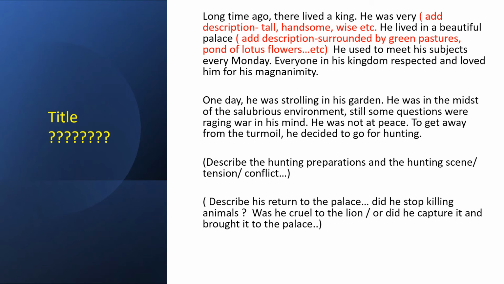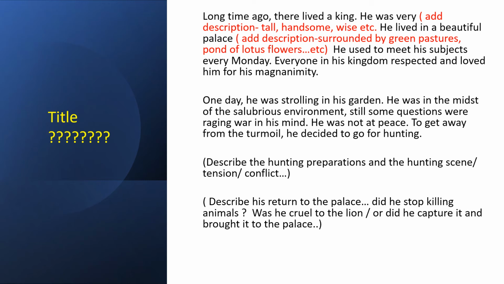After that, I changed my paragraph. Why? Because I want my character to kind of prepare for hunting, and then here I will show that hunting scene. So, describe the hunting preparations and the hunting scene. The tension, the conflict. Did the lion roar at him? Did he tremble with fear? Did the lion chase him? Did the king get wounded? Etc. etc. So this particular paragraph is your plot area.